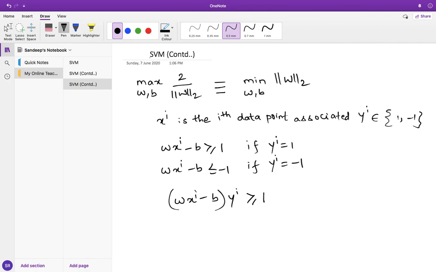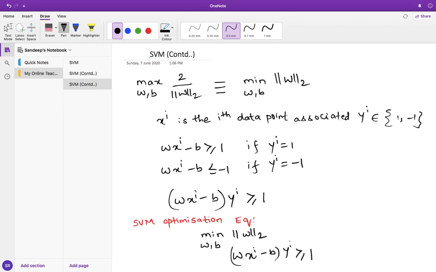So now the summary, the final optimization problem. Let me write it here: the SVM optimization equation. So what is the optimization problem? Minimize this function. What are the variables? W comma b. What are the conditions? This is the condition: wxi minus b into yi is greater than or equal to 1. As you can see, this is an inequality, and the variables are w comma b.